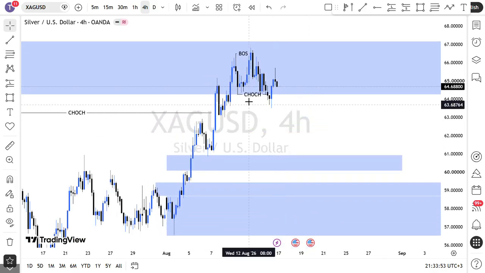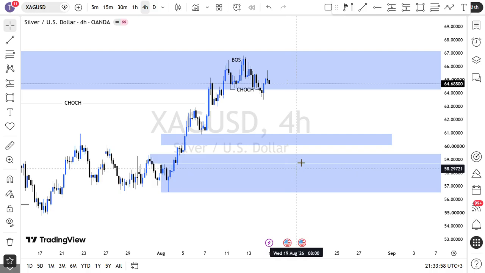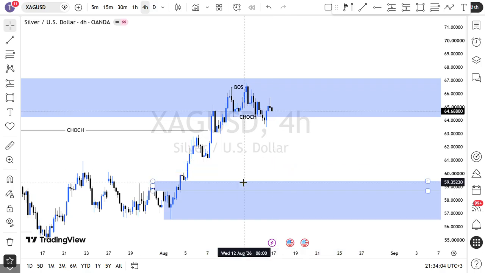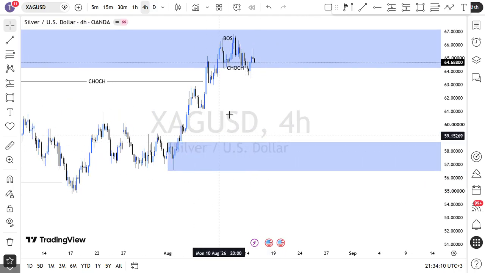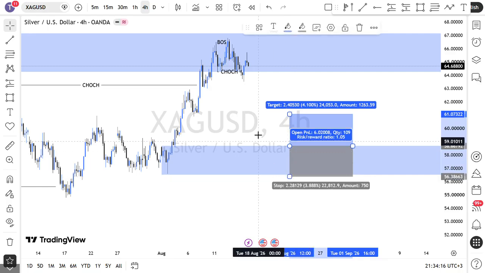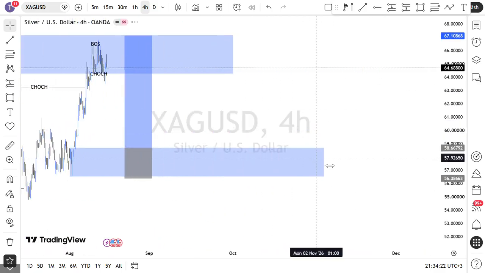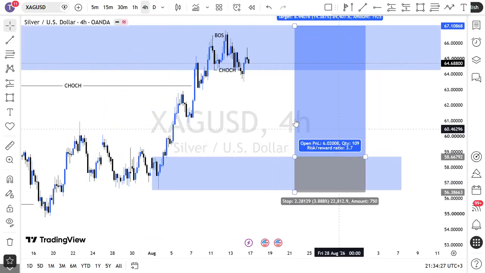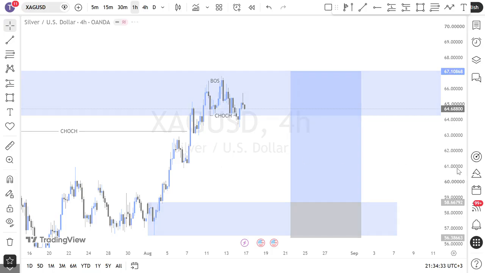But as of now, because of that change of character, I want to see price dropping down into this extreme point of interest. Then we look for buys to the upside. So as of now, I need to see price coming into this last order flow. We have this last selling here before that buying to the upside, and that is where I'll be looking for my buys this coming week on silver, to the upside. So let me zoom out a little bit. So that is my best point of interest on silver. I want to see a pullback into these areas, and then we try to look for buys to the upside.